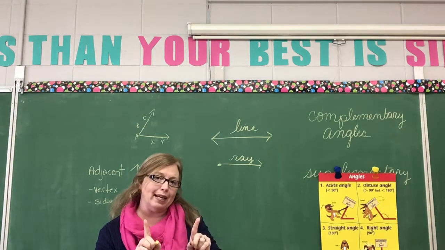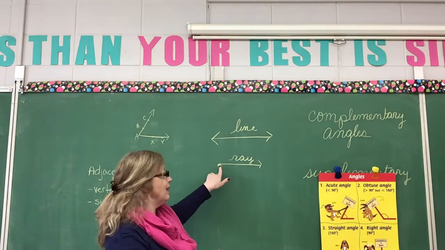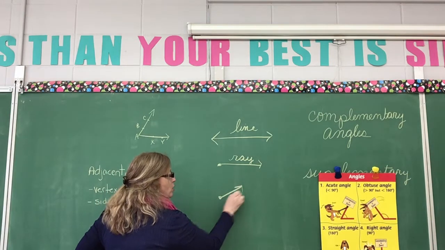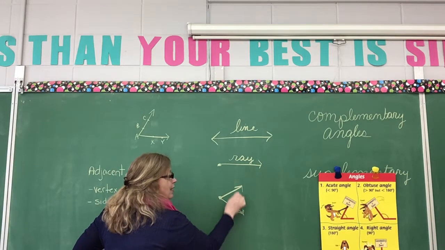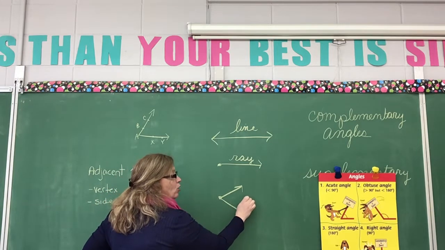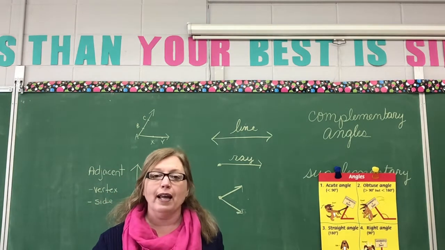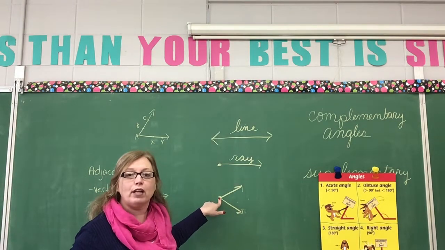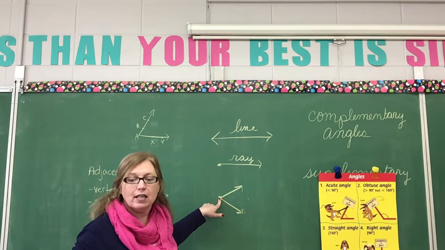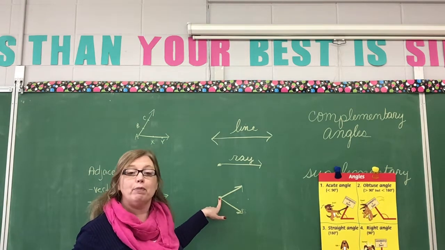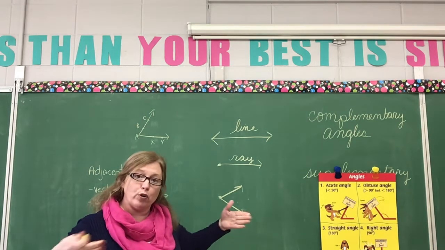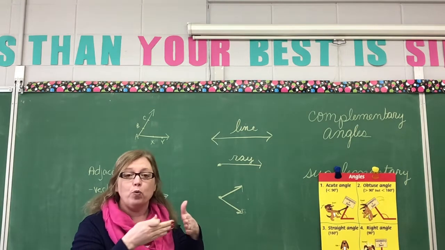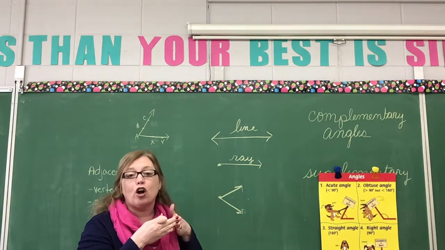When two rays come together at the beginning point, they form, so we have a ray that goes this direction, we have another ray going this direction. This is called an angle. The point where the two rays meet is called a vertex. In our classroom, it would be the same thing as a corner. A corner is where two walls meet. On an angle, where the two rays meet is called our vertex.